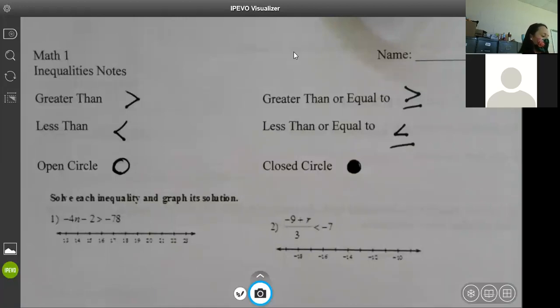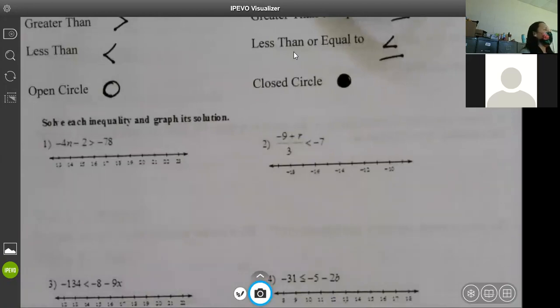So for your examples, I'm going to do those on paper so that I'm not trying to squish it in that little bitty area. You should be fine, but I like to show every step really big so you guys can see it. So just so you know, I'm going to do it on a separate sheet of paper. So number one is negative 4n minus 2 is greater than negative 78.